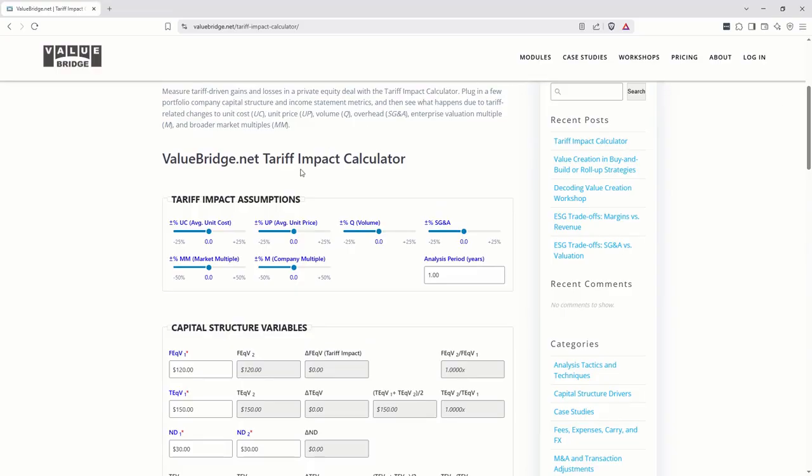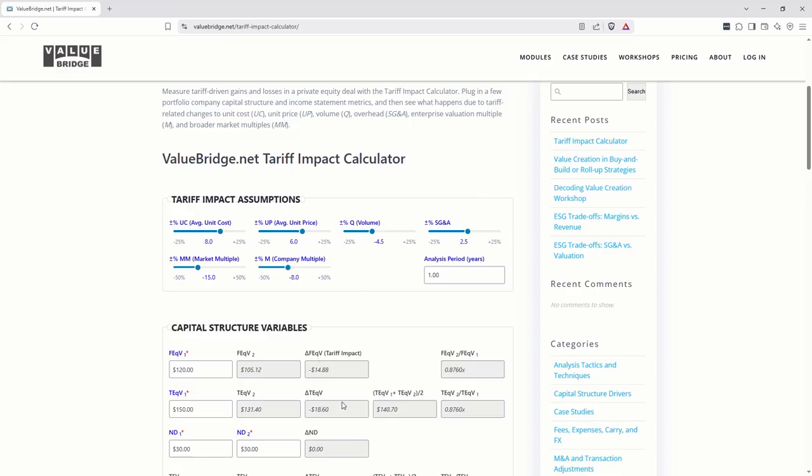For example, let's say that tariffs increase the average unit cost, and then we respond by increasing prices. But this causes the company to sell fewer units. Perhaps there's also a modest change in SG&A, and then, due to uncertainty in the M&A environment, broader market valuation multiples go down, and so does the company's valuation multiple.